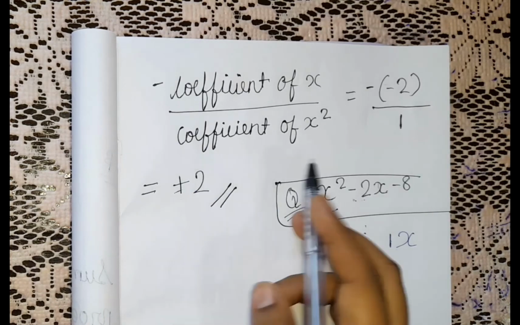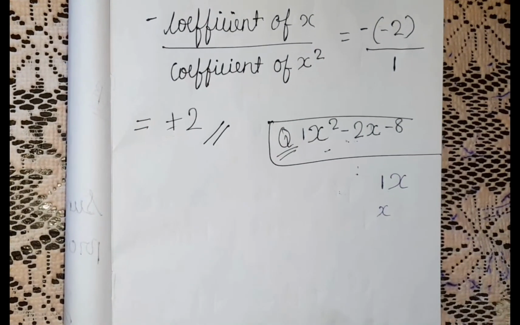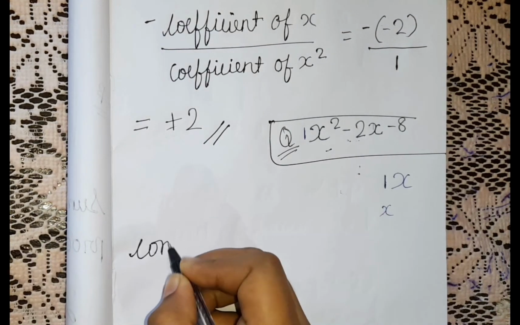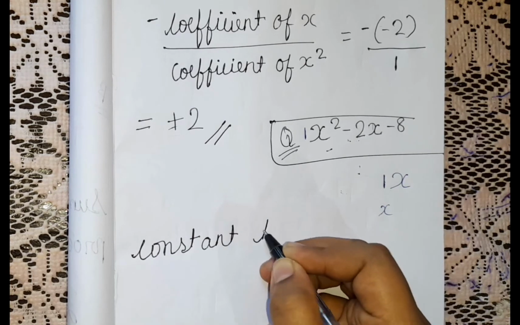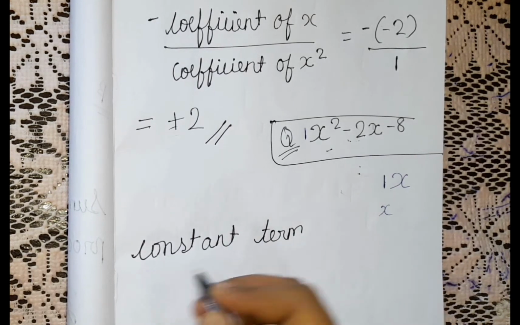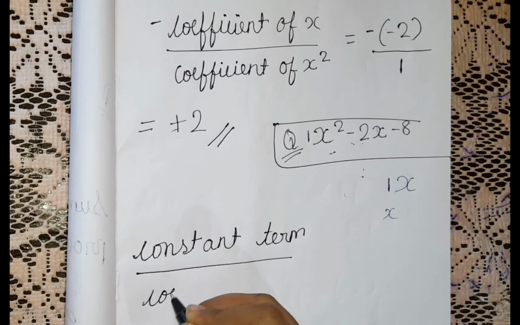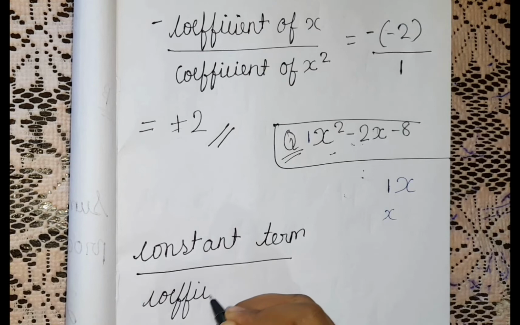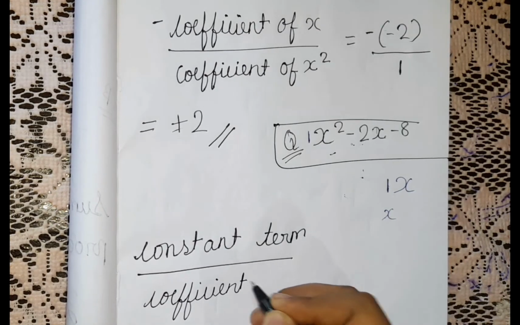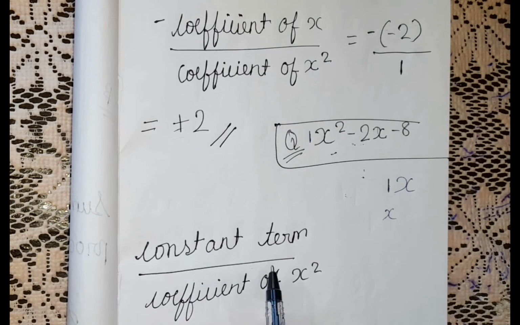Now we found it for this formula. One more formula is there. Do you guys remember the formula? That is constant term by coefficient of x square. So totally we have 4 formulas, I guess. Yeah, of course. The next formula is constant term by coefficient of x square.